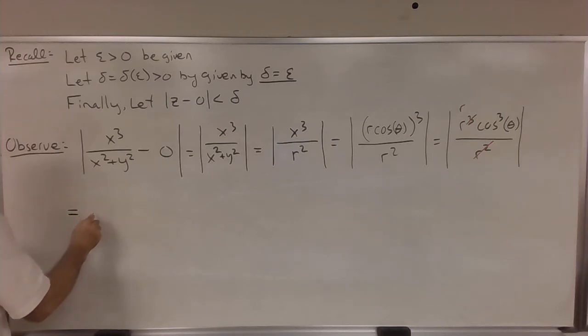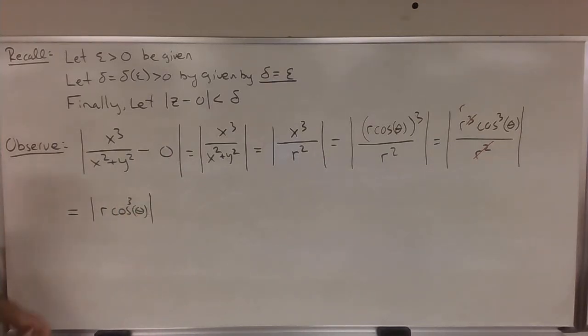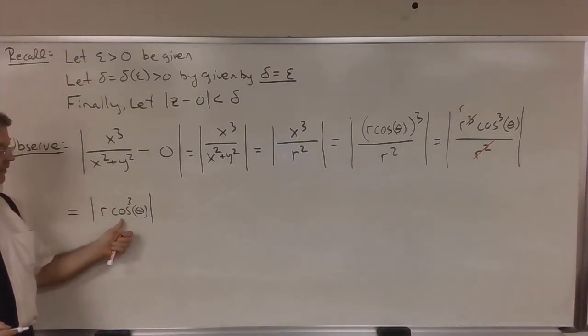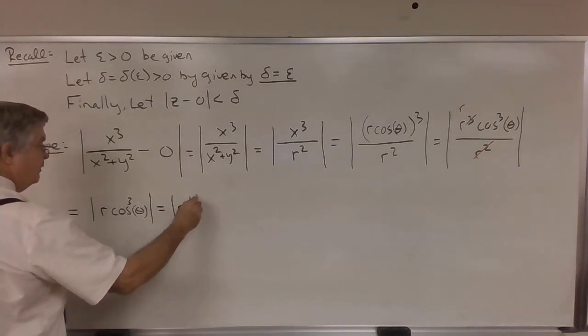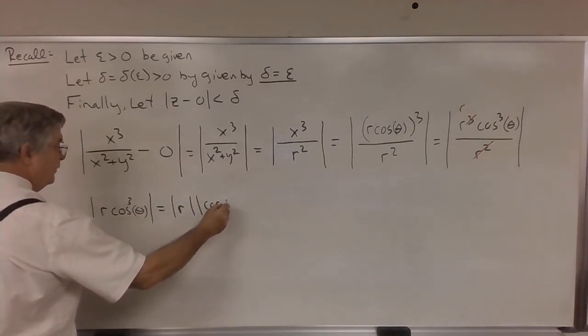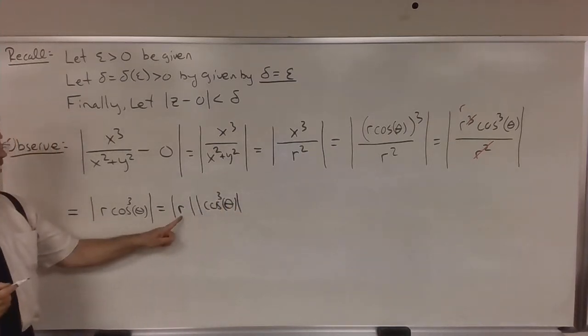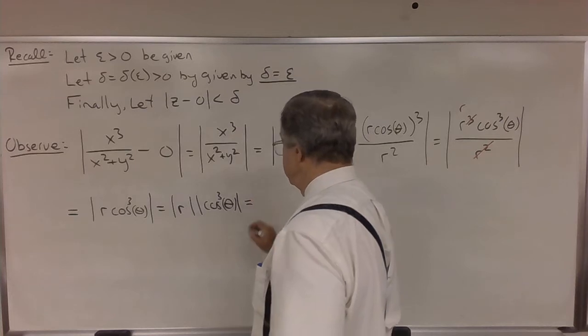And that leaves us with what? Just the modulus of r cosine of theta cubed. That we have the modulus, or in this case, really just the absolute value of a product. So we can break this up into the product of the absolute values. And r is always positive anyway, so we don't need an absolute value sign around the r.